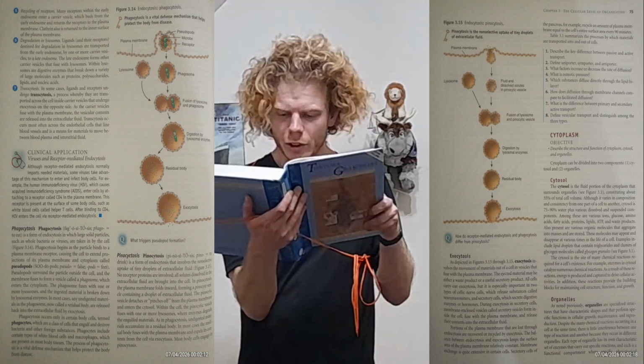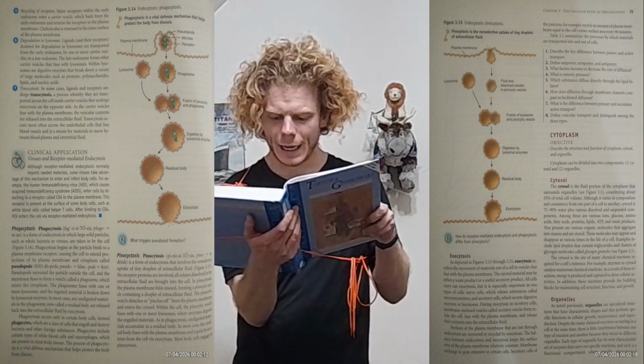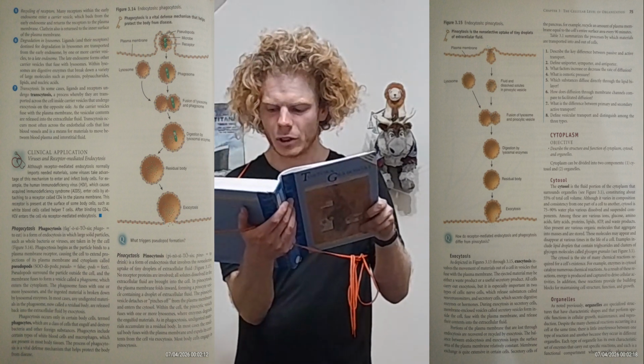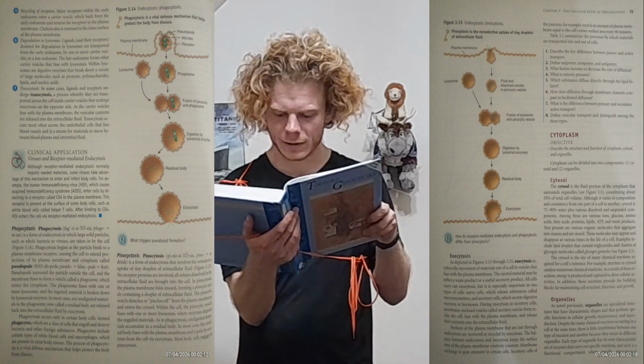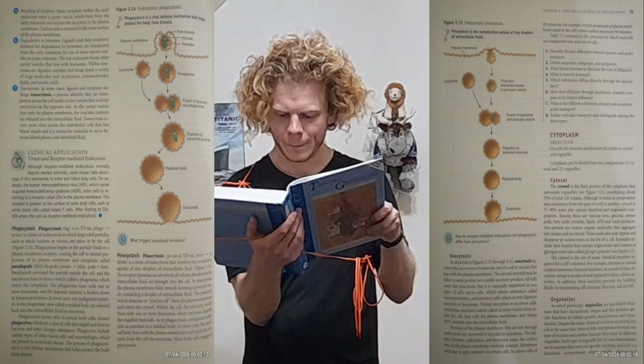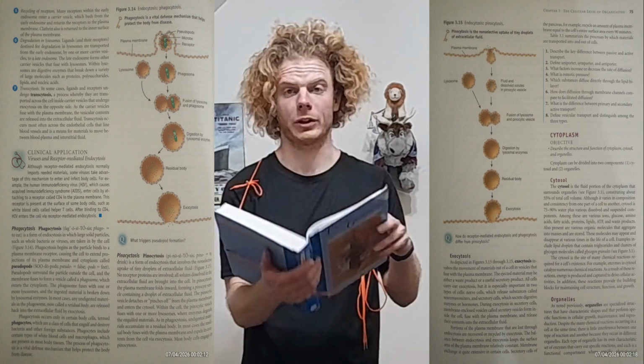The ejected material may be either a waste product or a useful secretory product. All cells carry out exocytosis, but it is especially important in two types of cells: nerve cells, which release substances called neurotransmitters, and secretory cells, which secrete digestive enzymes or hormones.